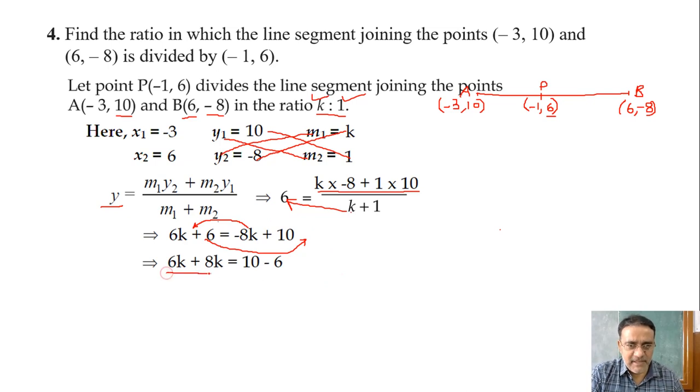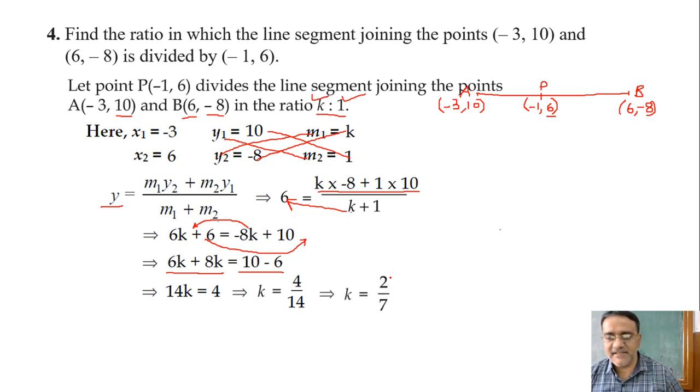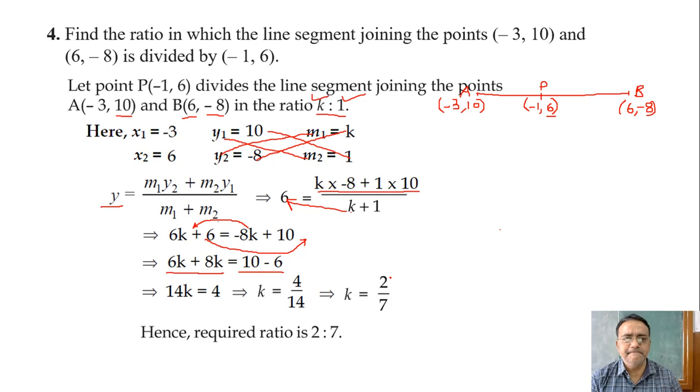Now 6 plus 8 is 14, so 14k is equal to 4. So what is the value of k here? 2 by 7. 4 by 14, that is 2 by 7. Hence the required ratio is 2:7. Any doubt here?